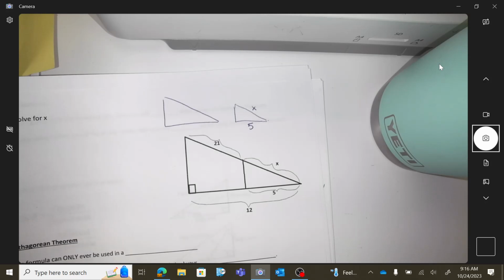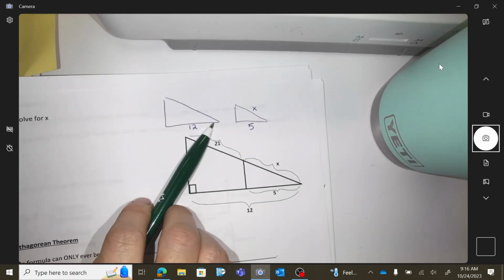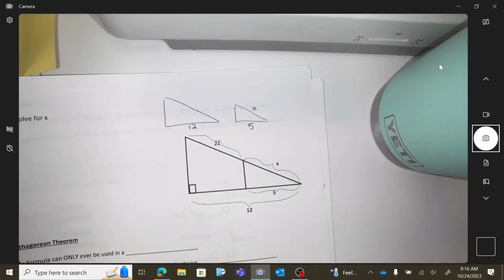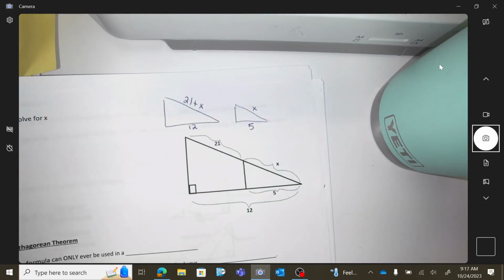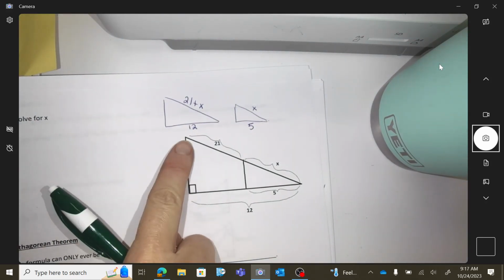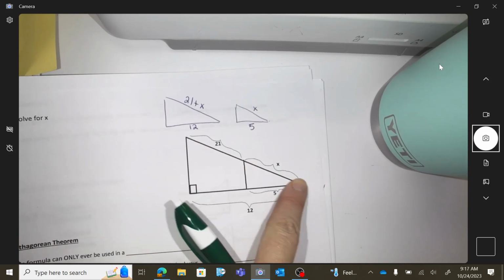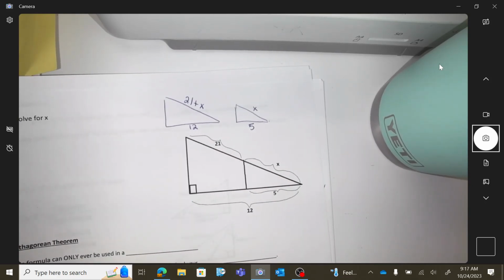What do I know about the big triangle? The bottom is 12. What is the length of the big triangle here, though? 21 plus x. Good. Okay, it's not 21. That's not the triangle side. It's 21 plus x. Okay, so let's set up a ratio using those.